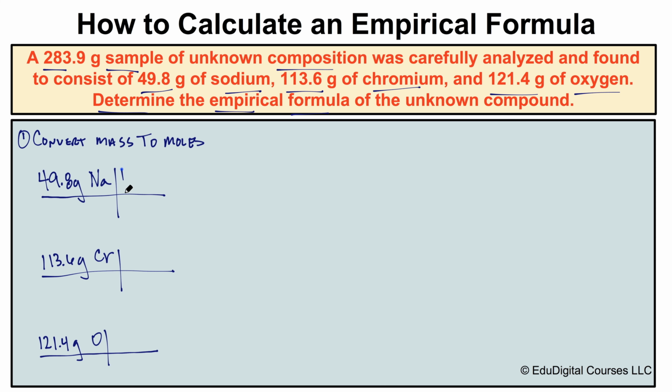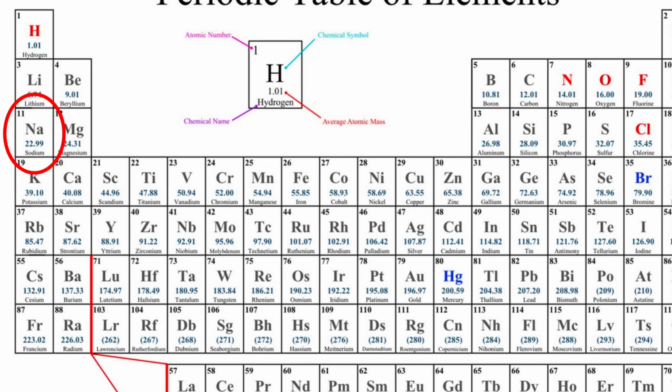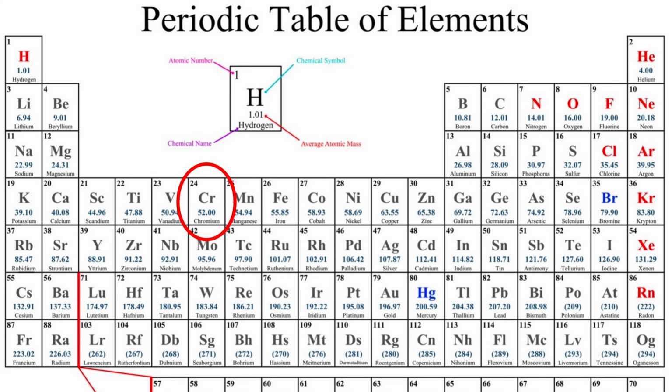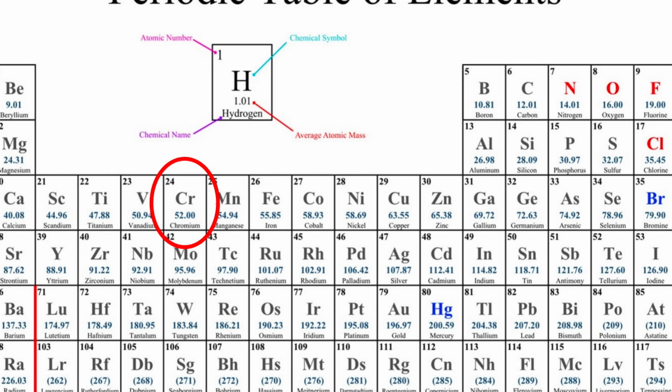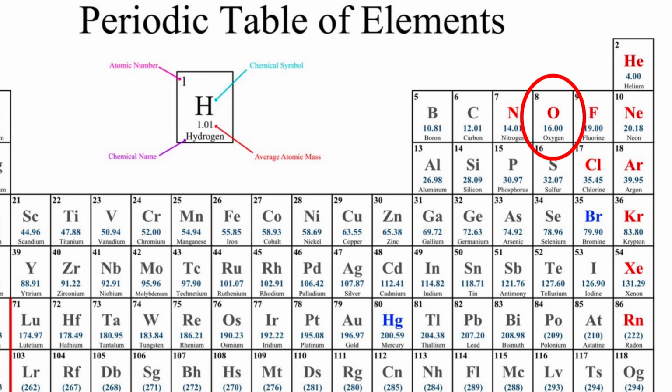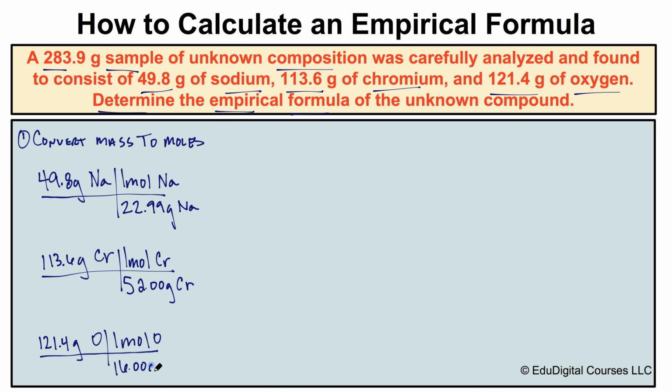So we know that 1 mole of sodium, if we look on the periodic table of elements, just like the one that popped up in front of you, is 22.99 grams of sodium. We know that 1 mole of chromium, if we take a look on the periodic table that just popped up, is 52.00 grams of chromium. And we know that 1 mole of oxygen, if we look on that same periodic table, is 16.00 grams of oxygen.